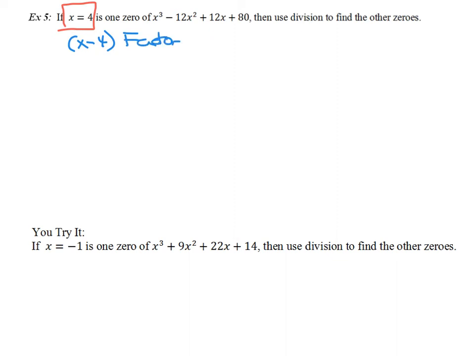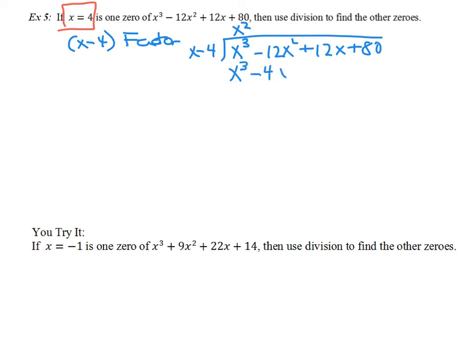Well, if I know that it's a factor, that means that when I divide the polynomial by x minus 4, I'm going to get another polynomial factor to multiply by x minus 4. So again, you can choose whether you want to use long division or the box. So I think I might do another long division here. x cubed minus 12x squared plus 12x plus 80. When I divide this by x minus 4, I'm getting x squared. So that's going to be an x cubed minus a 4x squared.